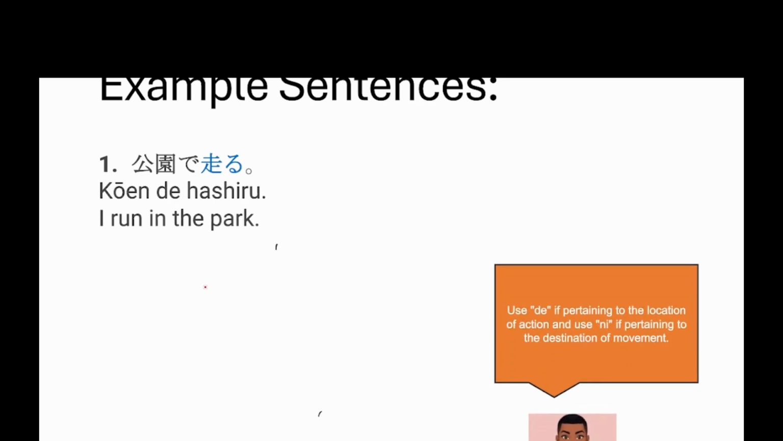Okay, for our first sentence, it's koen de hashiru. I run in the park. So you may ask, why was de used instead of ni? Because de pertains to the location of the action. In this case, the person is running in the park. So the location is in the park. The person is already there running. That's why we use de. However, if the person is not yet in the park and is running towards the park, then we'll use ni because ni pertains to the destination of movement.